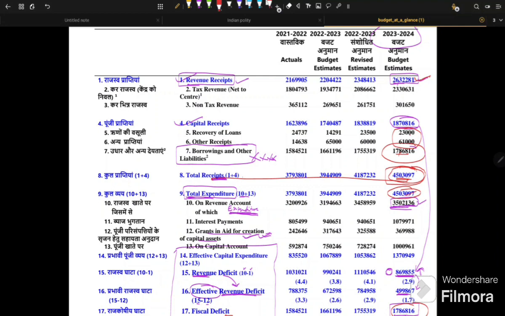Yes or no? Okay, borrowing is to meet this expenditure. After this borrowing, they get the same. Both are the same: total receipt is equal to total expenditure. Okay, you need to think about this to understand better.